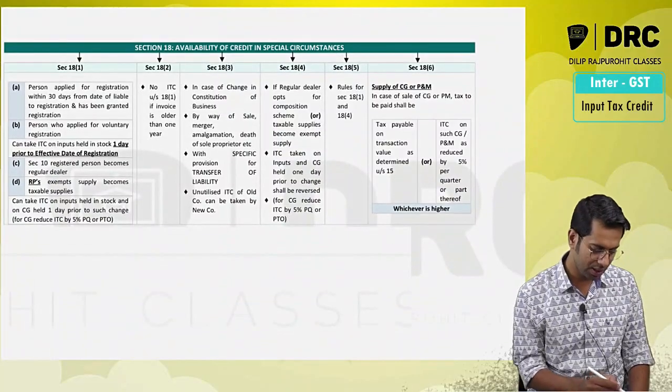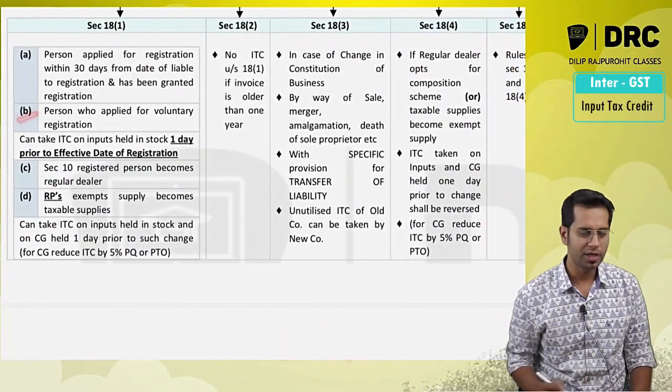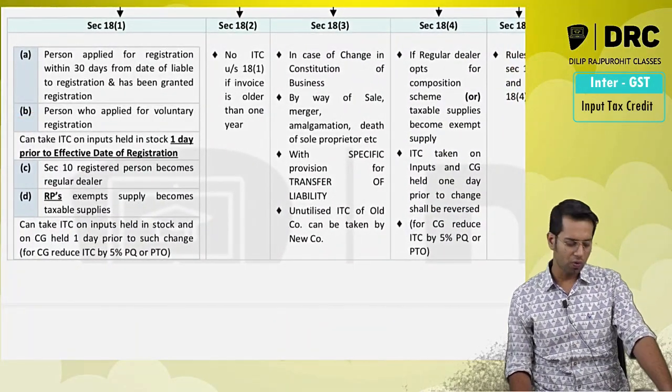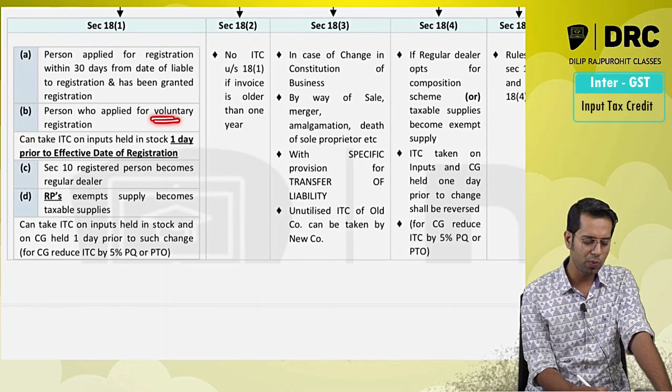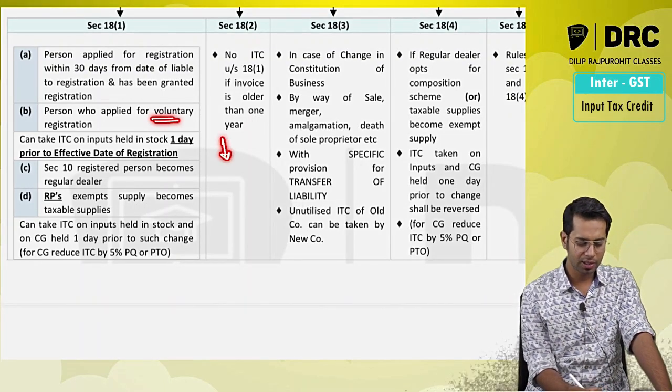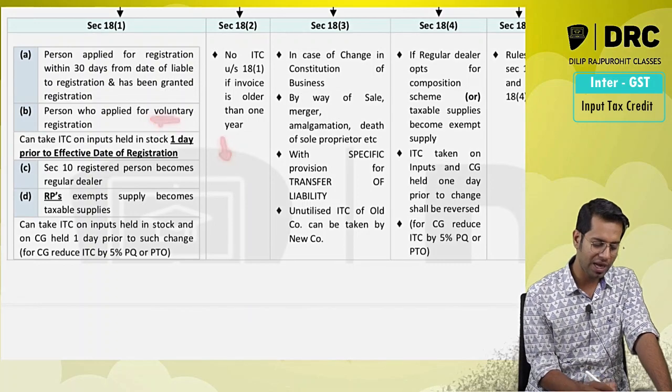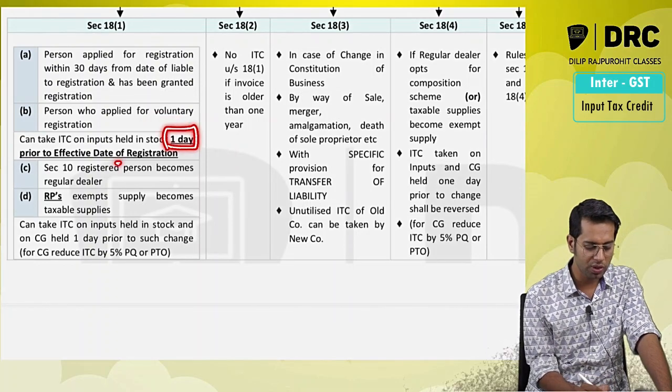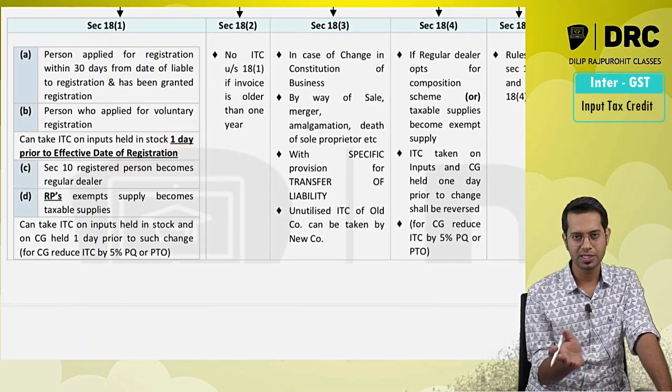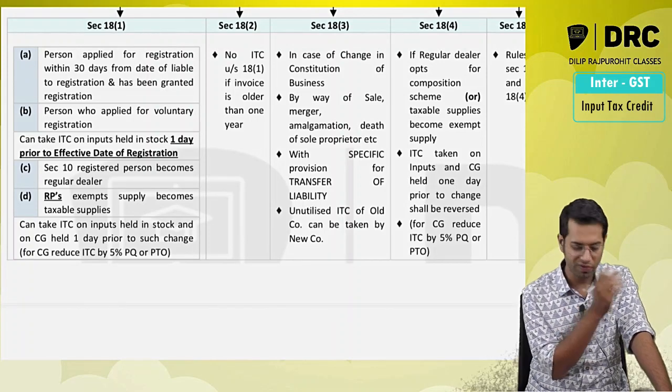It talks about voluntary registration. So if you are a person who has applied for voluntary registration, you will be allowed to take input tax credit on inputs held 1 day prior to the effective date of registration, that is, 1 day prior to the date of grant of registration.